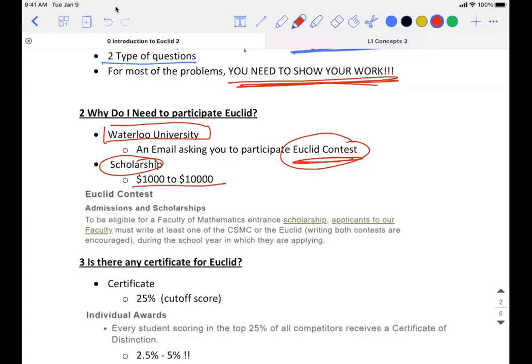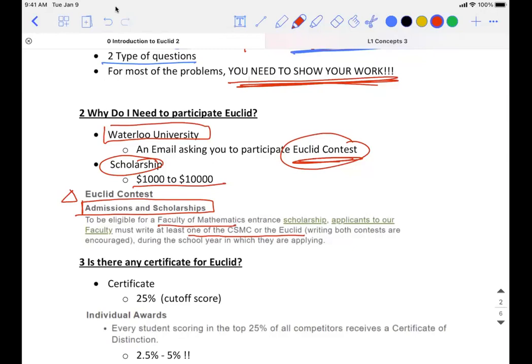It really depends on where you stand. If you go to the Waterloo website, there is a section talking about admissions and scholarships. And there they specify that the Euclid exam is very important, especially if you want to go to the Faculty of Mathematics, which is the most popular faculty for most students. You must write at least one of the CSMC or the Euclid in order to be considered for new scholarship.